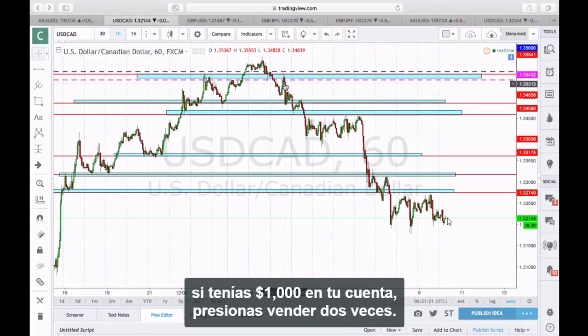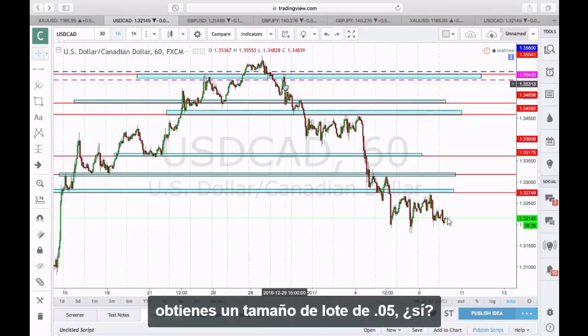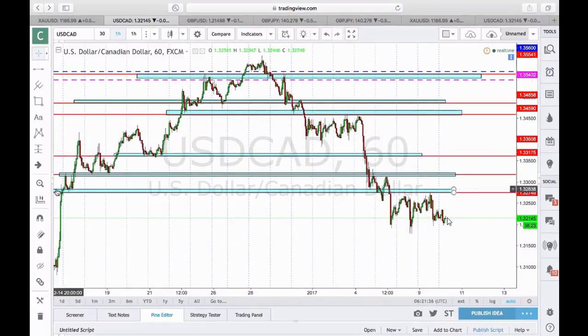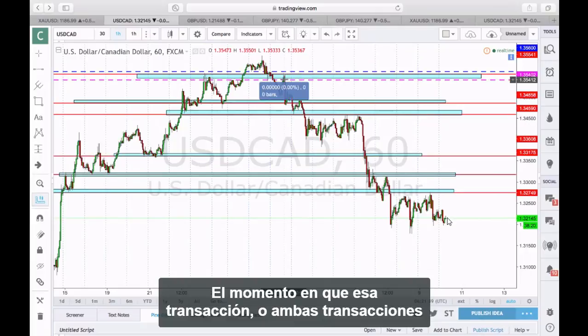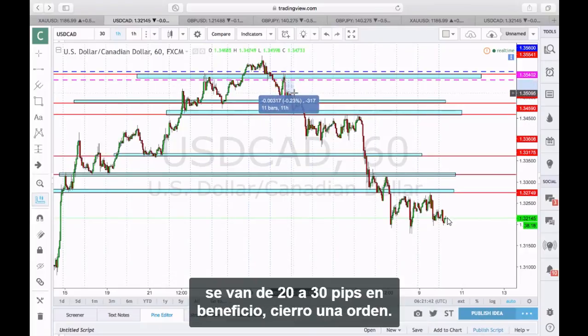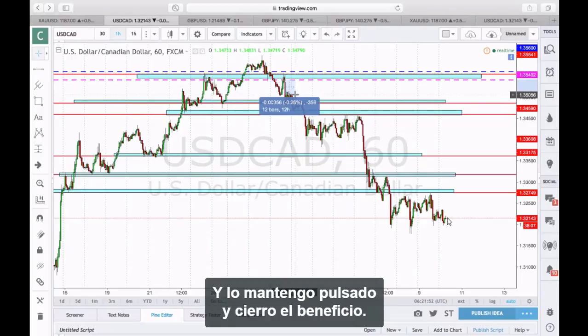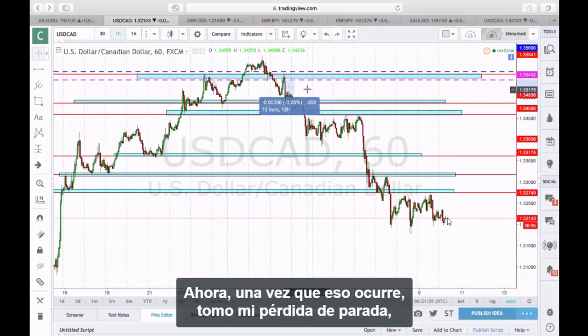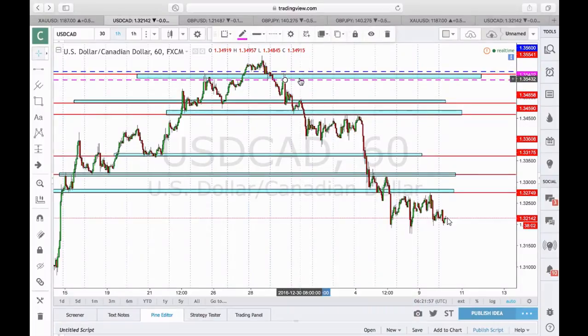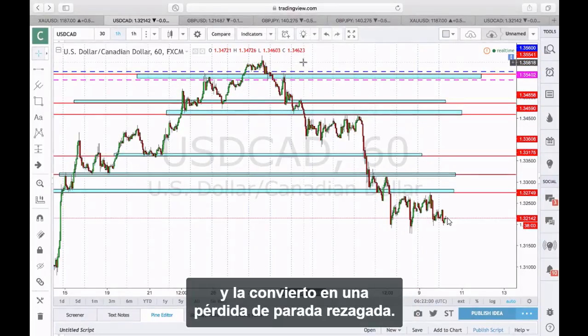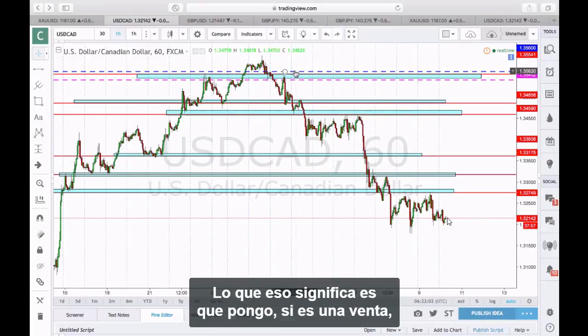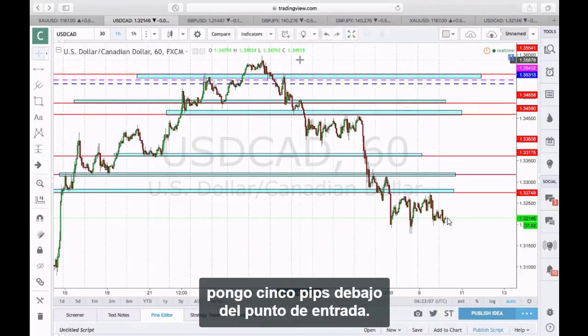Now, when you press 0.05 plus 0.05, you had $1,000 in your account. You press sell twice, and every time you press sell, you get a 0.05 lot size, okay? The moment both trades go 20 to 30 pips in profit, I close one order. I take the 0.05, I hold it down on the MetaTrader 4, and I close the profit. Once that happens, I take my stop loss and I turn it into a trailing stop loss.